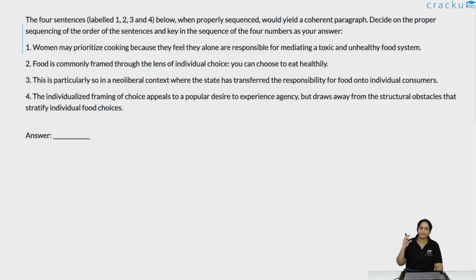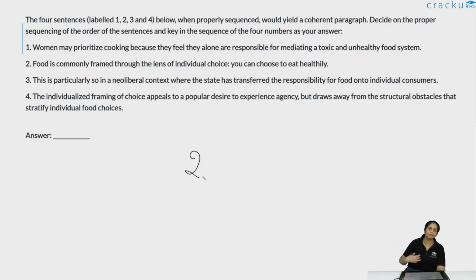So the first topic, that food is now framed as an individual choice, something that you can choose to eat healthy. So this topic is introduced in 2. So 2 should be the first sentence, because it introduces the topic that is being considered. So the author says that this individual framing tells you that, okay, you are in power, but essentially it also obfuscates the fact that there are systemic issues with being able to make healthy choices.